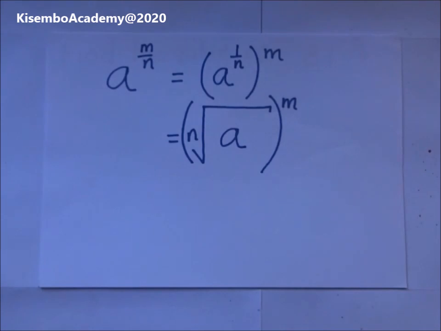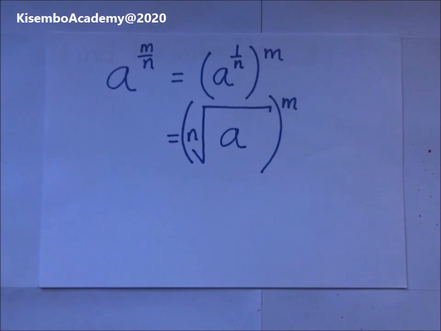Still under index numbers, there is a concept we call the roots. And the roots, you can have the square root, the third root, the fourth root, and so forth. Today we are going to look at how to compute these roots, how we are able to identify that this is the third root, this is the fourth root, and so forth when we are given numbers with fractional indices. This is Kisembo Academy, and thanks for tuning in.